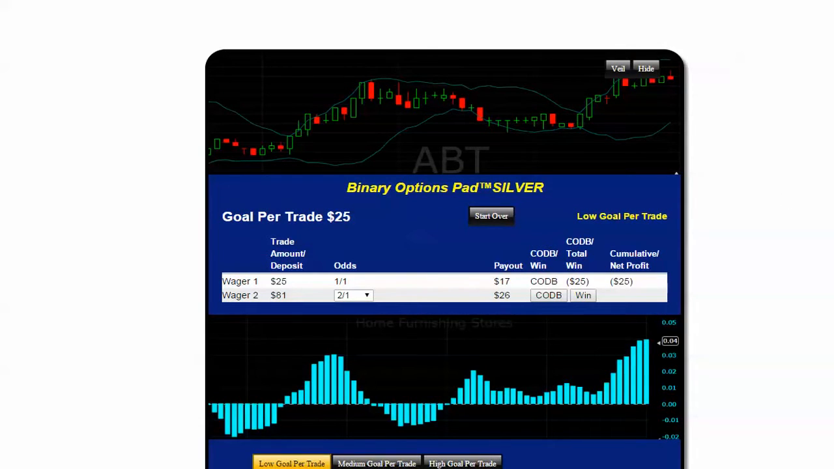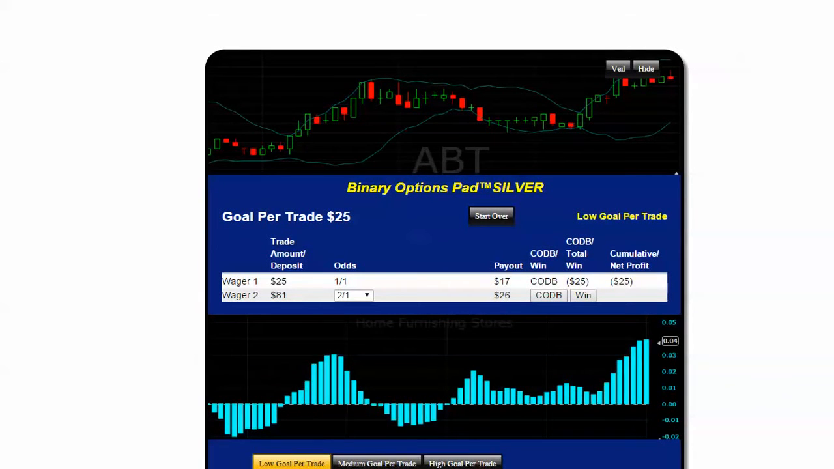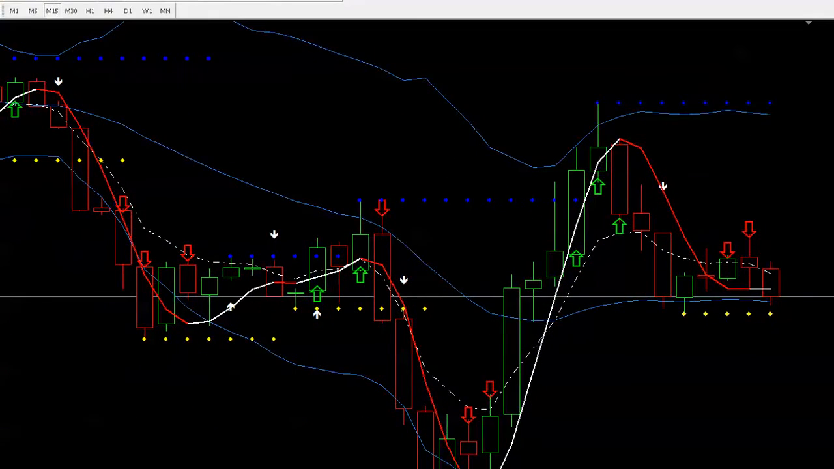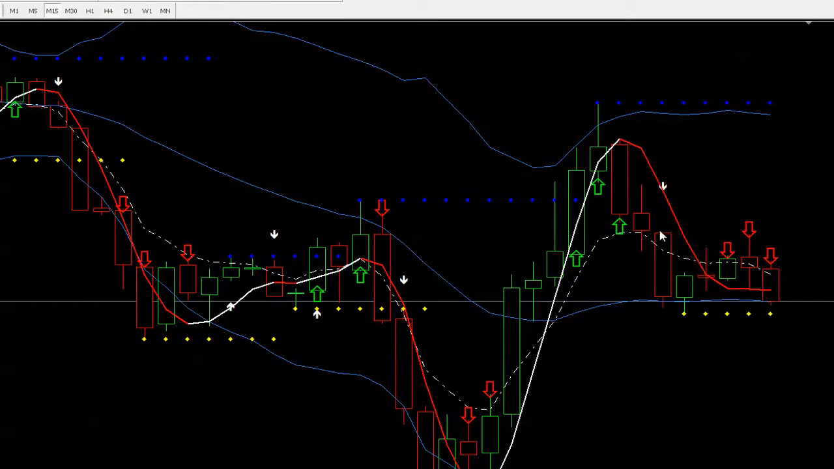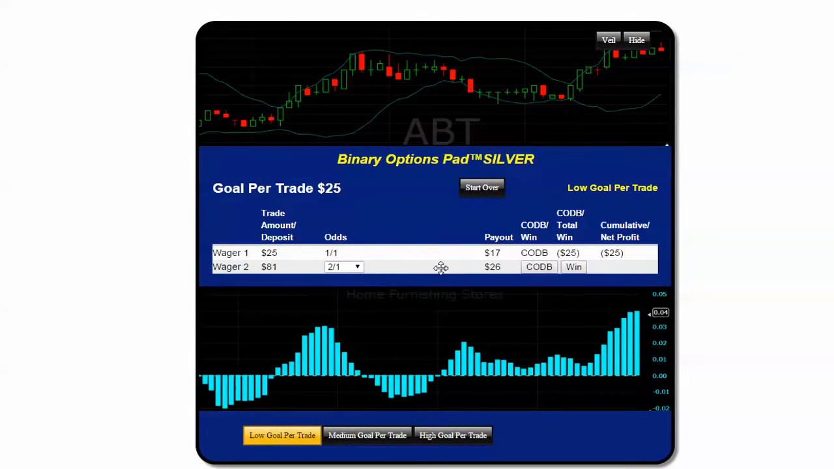Using this, and using this with silver. That's all you have to do. And you will be in a position to make money every single day. Who cares if you lose a trade? Make money every day. Okay?